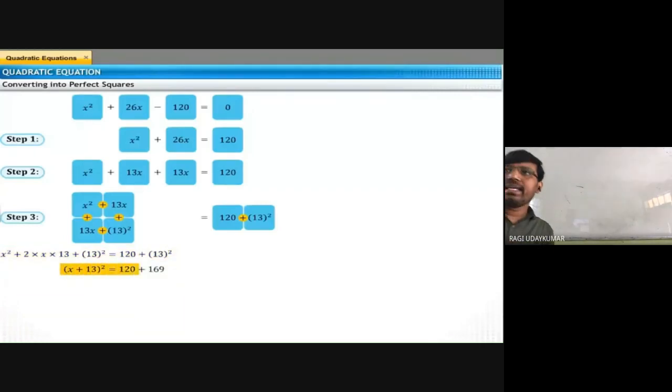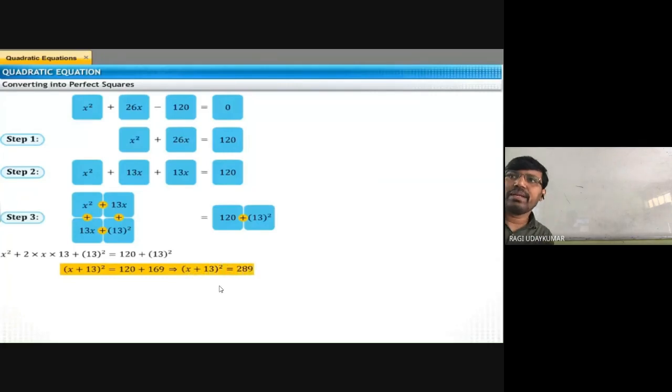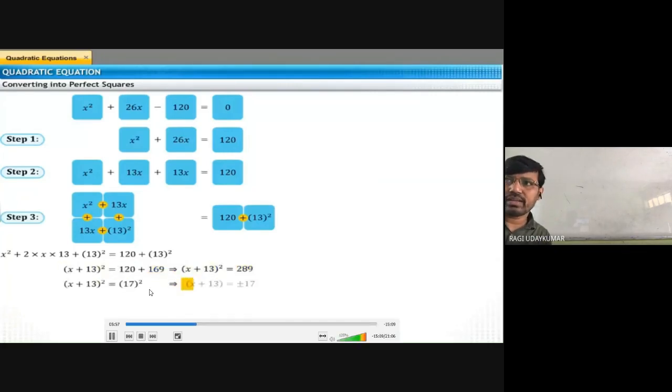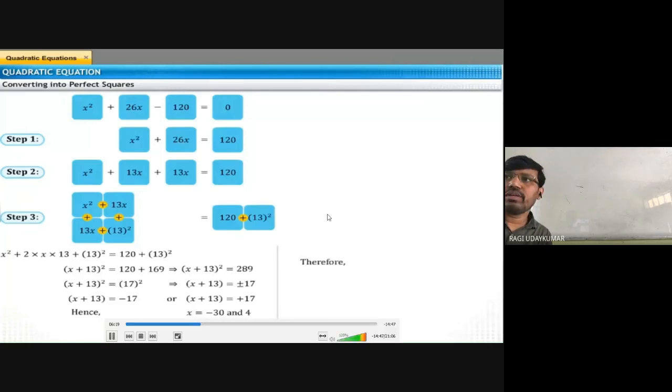So if you add 13 square to the left hand side and the right hand side, the left hand side becomes the complete square, x plus 13 whole square, and the right hand side becomes 289, that is 17 square. So x plus 13 is equal to plus or minus 17. Once you take plus 17, another time you take minus 17, and from that you get the x value. x is equal to minus 30 and 4.